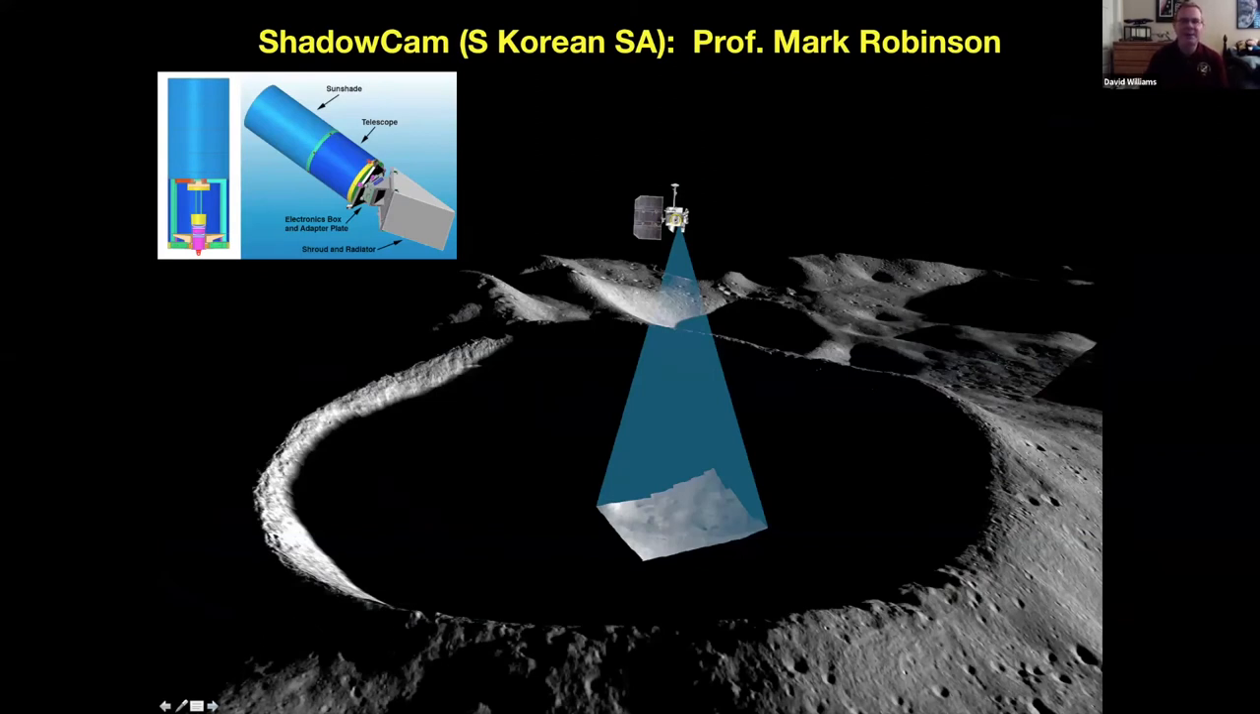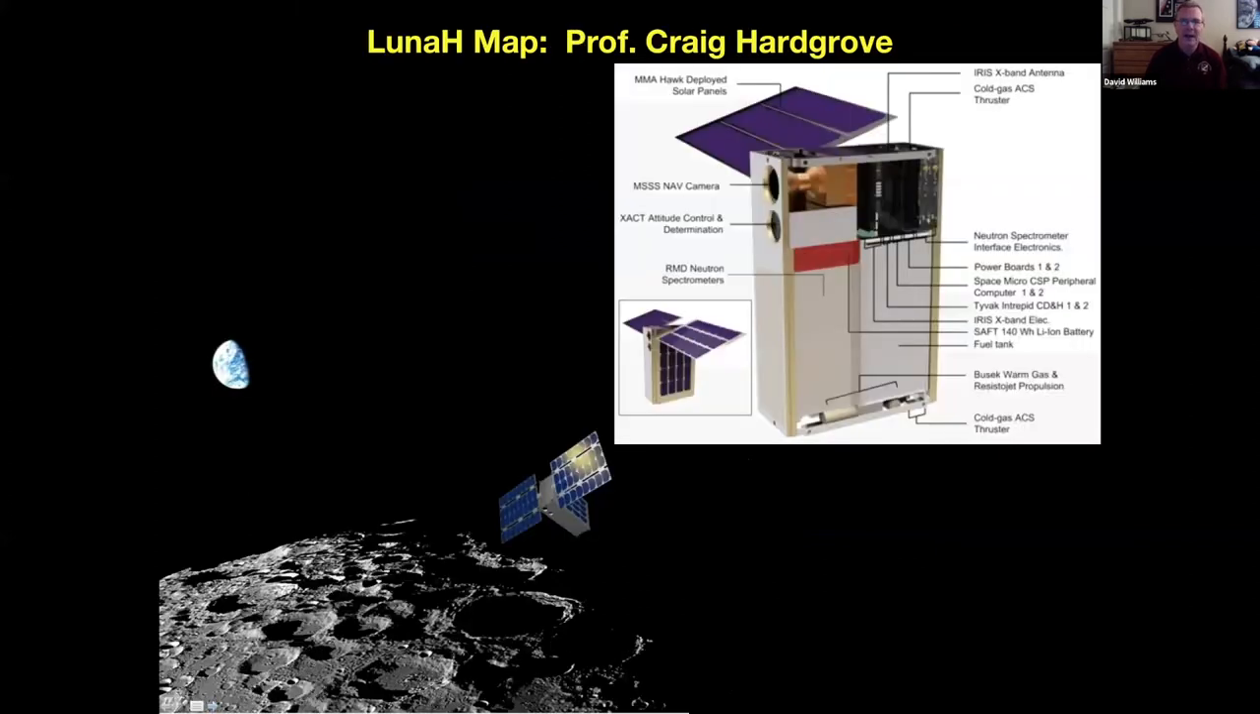Professor Mark Robinson is also involved with what is called ShadowCam. It's going to be a camera on the South Korean lunar orbiter, designed to image into very, very dark regions of permanently shadowed craters at the lunar poles. So that shows our international involvement. Also, of course, Professor Craig Hargrove has been designing and building LunaMap.